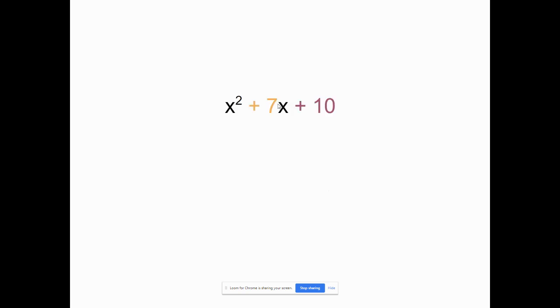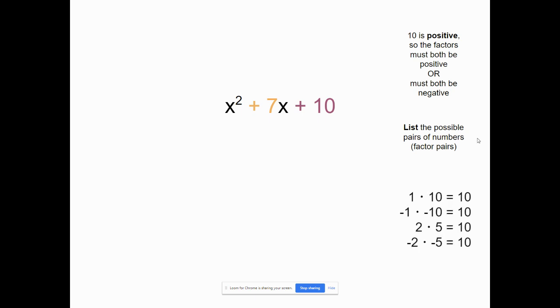Here's another one we can try. So now we have a positive 10 and a positive 7. So 10 is positive. Therefore, we know that either we have to have 2 positive factors or 2 negative factors. So we can list our options. And they would look like this. A positive 1 and a positive 10, a negative 1 and a negative 10, and then positives and negatives for 2 and 5.